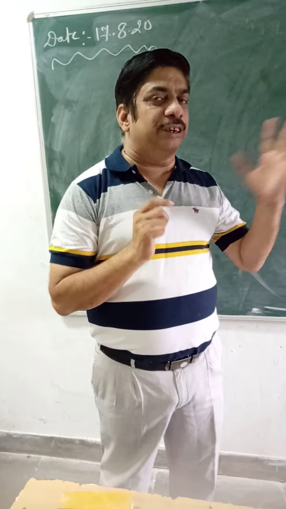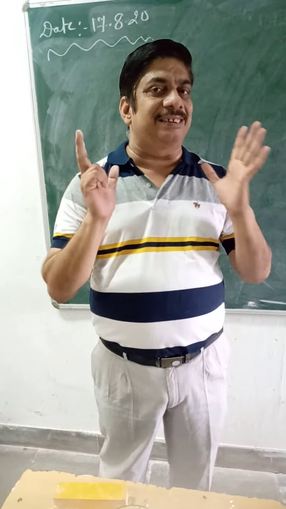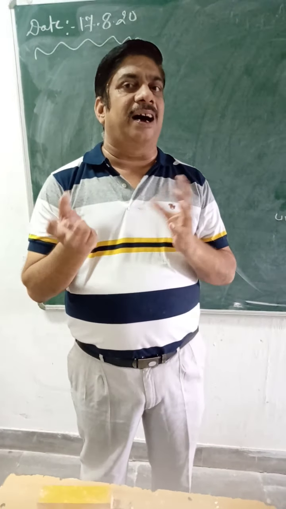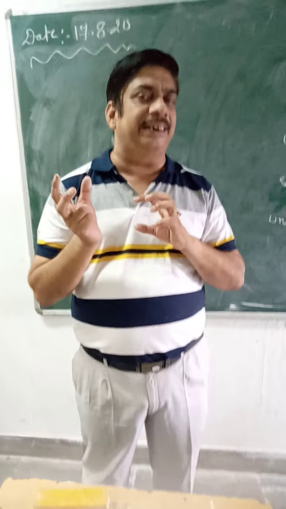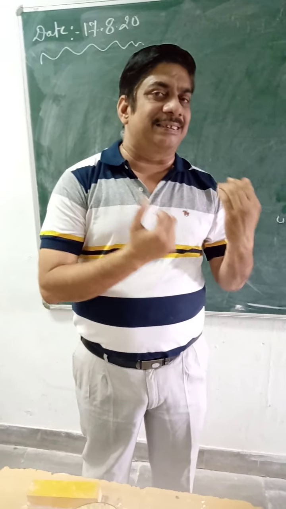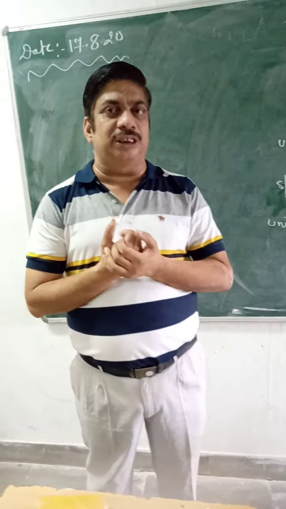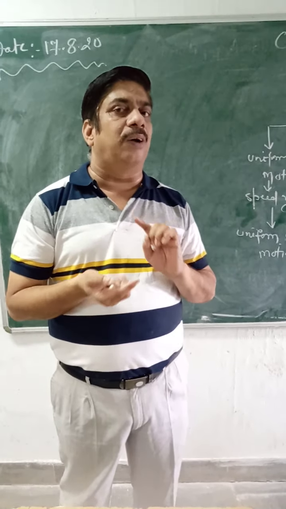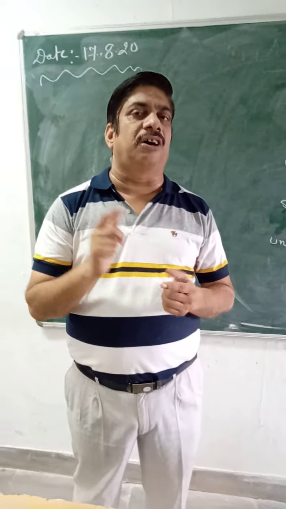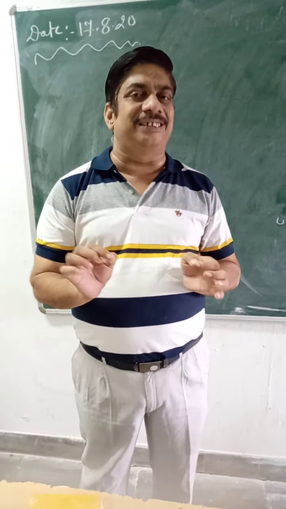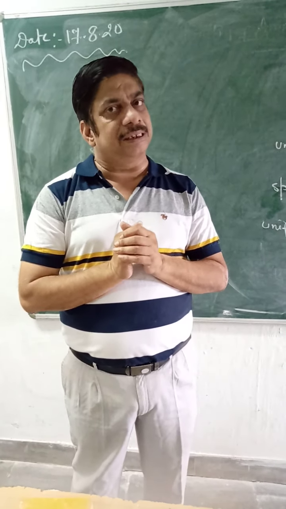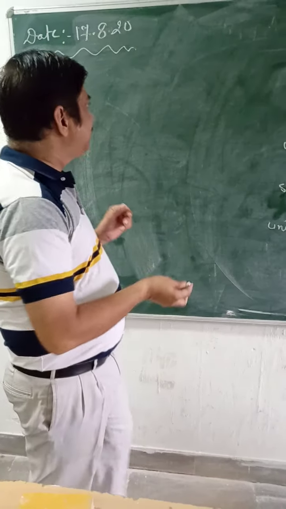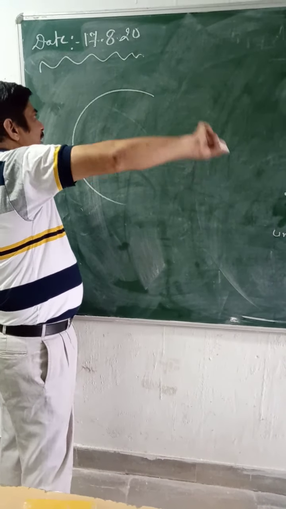Now, in the previous video, we discussed what circular motion is and how circular motion is classified: accelerated circular motion, uniformly accelerated circular motion, and how the position of an object executing circular motion is determined. So let us see the diagram.